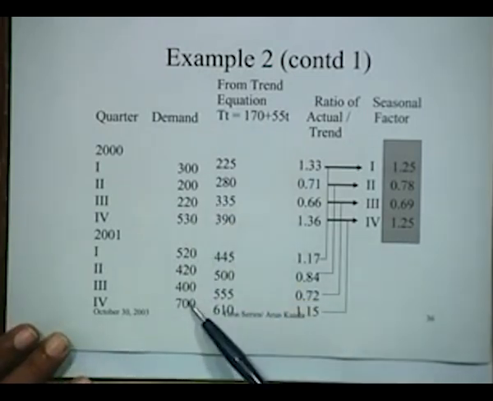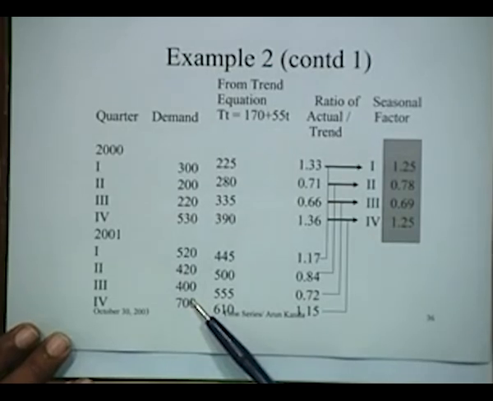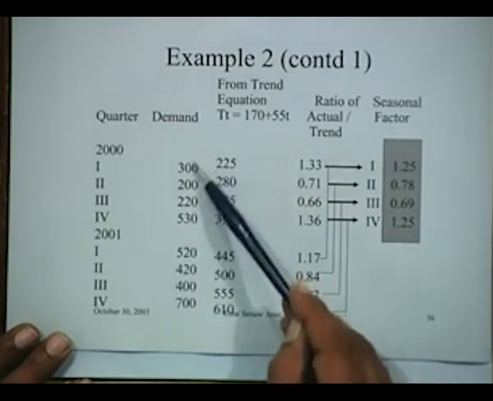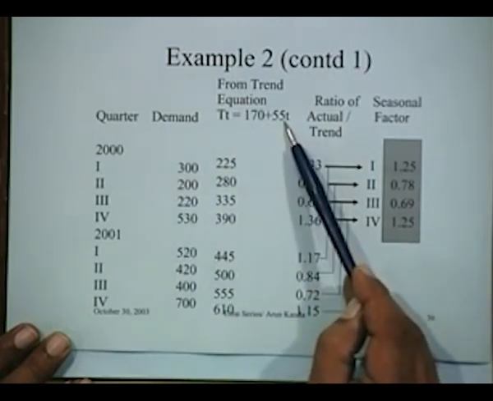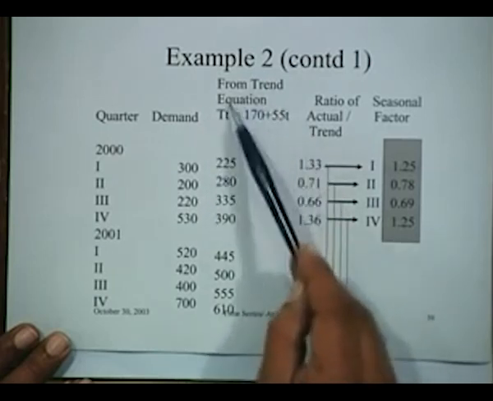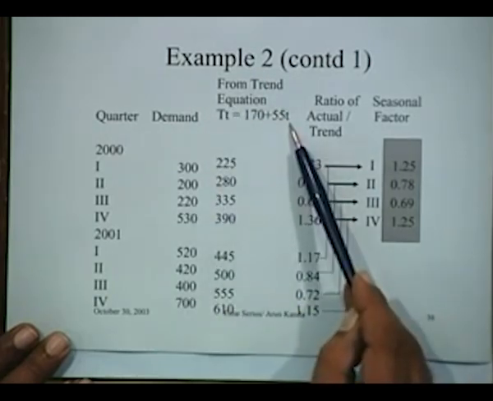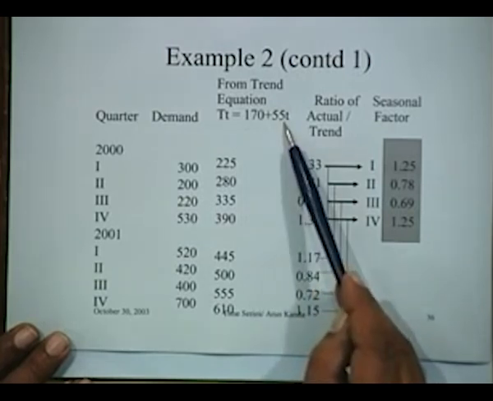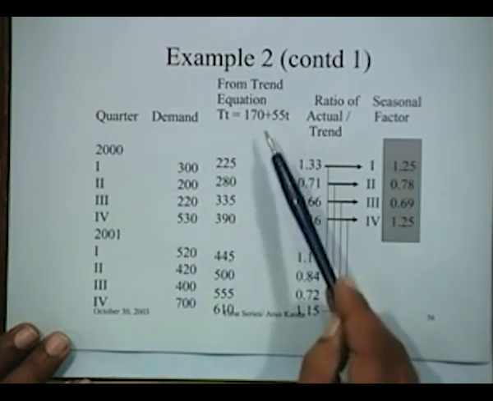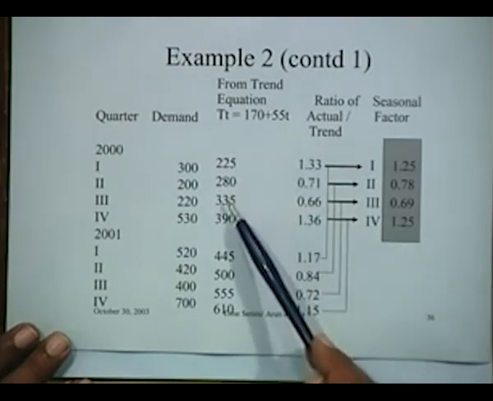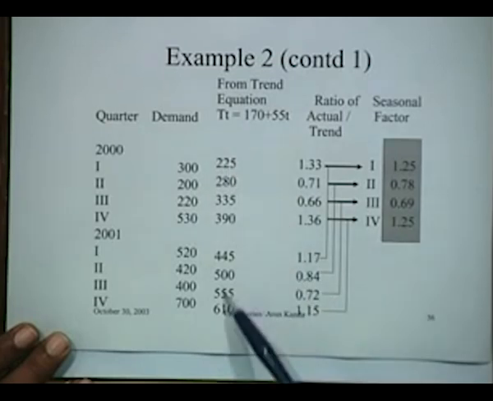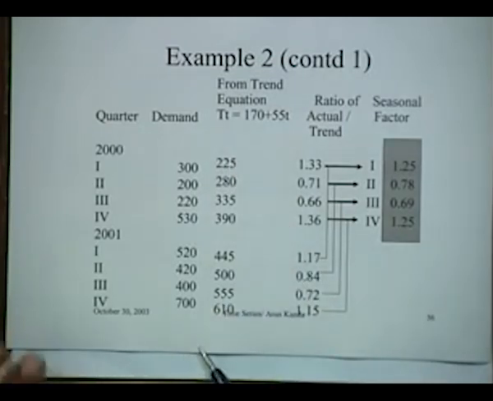To this data, we fit a regression line. To these 8 points we fit a regression line, and the fitted regression line is the trend of these points, which is 170 plus 55t. So we establish the trend equation from these points, and from this trend equation we can actually calculate what the demand would be. For instance, if you take t equal to 1, this would be 225, t equal to 2, it will be 280, etc. So these are the values that you get from the underlying trend, from the regression line.